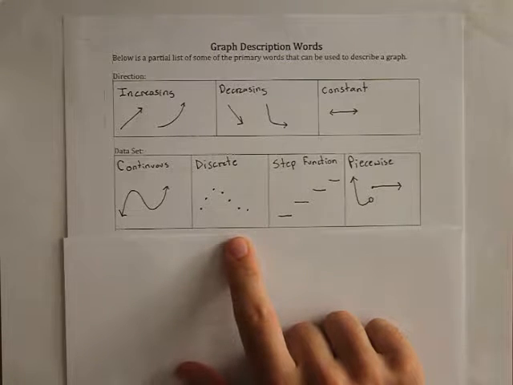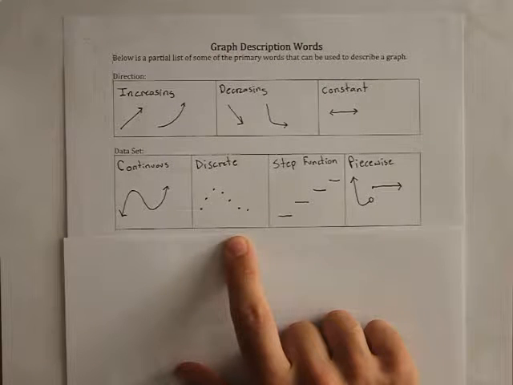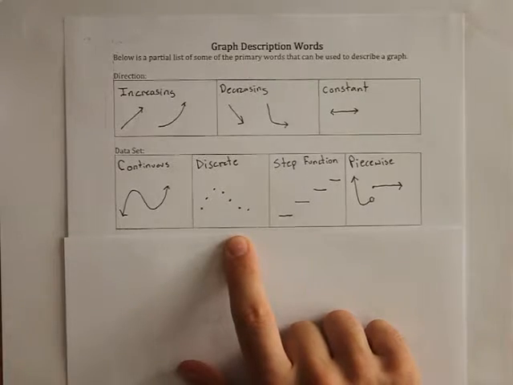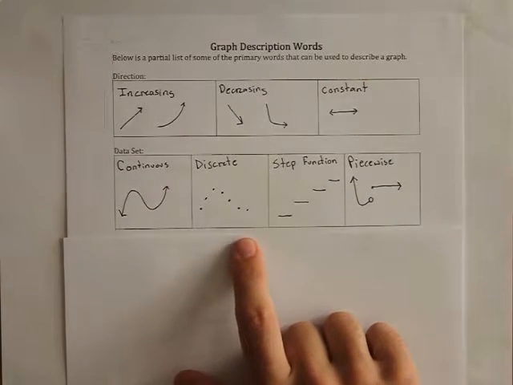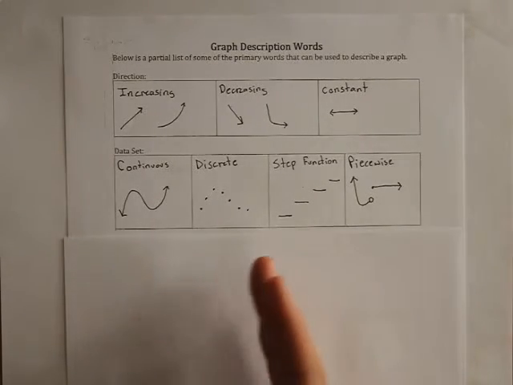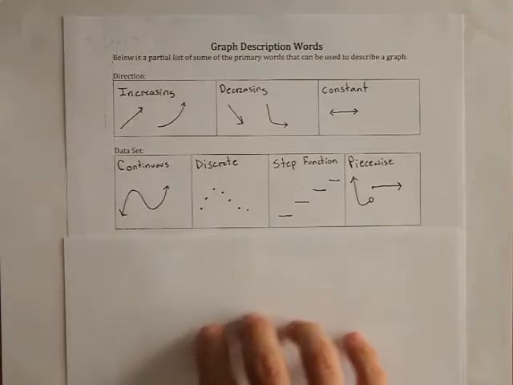Discrete data, on the other hand, is usually just dots or specific points, and this is often for items that only come in set quantities. An example I love to use is, suppose you're going to the store to buy t-shirts. You're not going to buy half a t-shirt, right? You're going to buy 1 t-shirt, 2 t-shirts, 3 t-shirts, 4 t-shirts. So it doesn't make sense to connect all the dots because you're not going to have all of those fractions available.